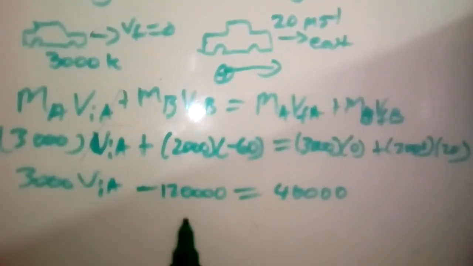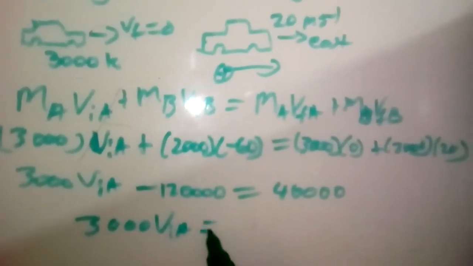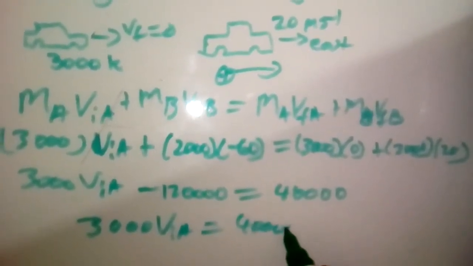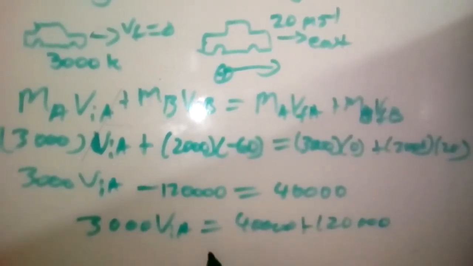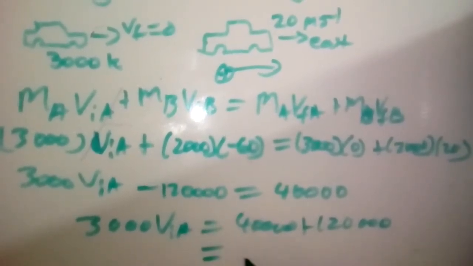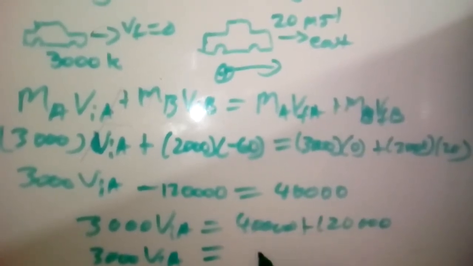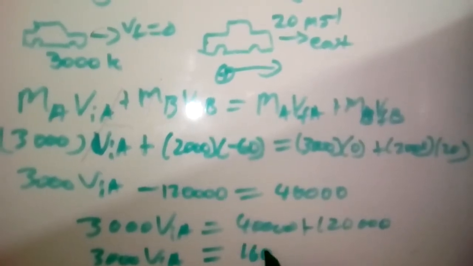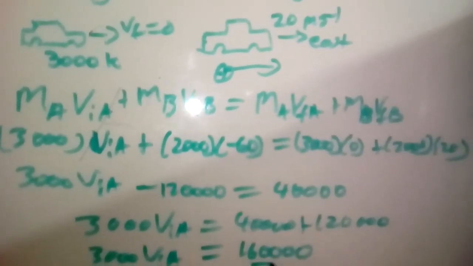And then from here, we're going to take this to the other side. So it's going to be 3,000 VIA is equal to 40,000 plus 12,000, because we took this to the other side. Okay, plus 12,000 plus 120,000 actually, right? So this is going to be 3,000 VIA. When we add this stuff, this is going to be 160,000. And then now we're going to divide both sides by 3,000.